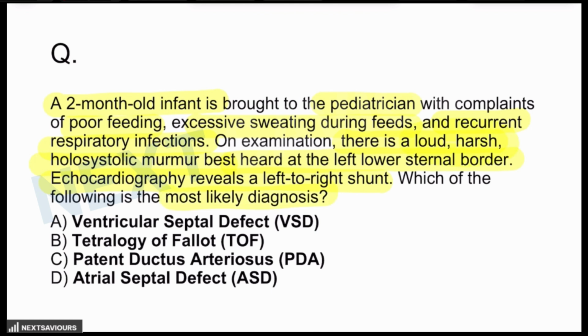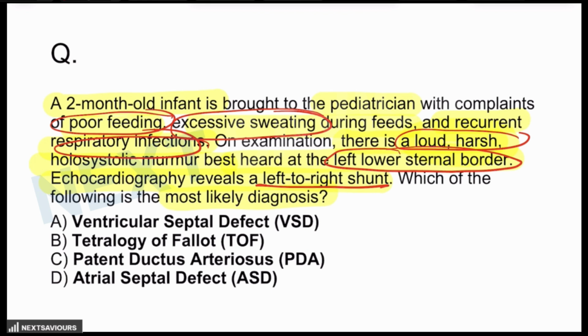The classical murmur of the VSD is harsh holosystolic and it is best heard at the left lower sternal border. Symptoms of left to right shunting are present, like poor feeding, excessive sweating, and recurrent chest infections. Echocardiography is further confirmatory of left to right shunt. So, VSD is the most probable answer for this particular question.